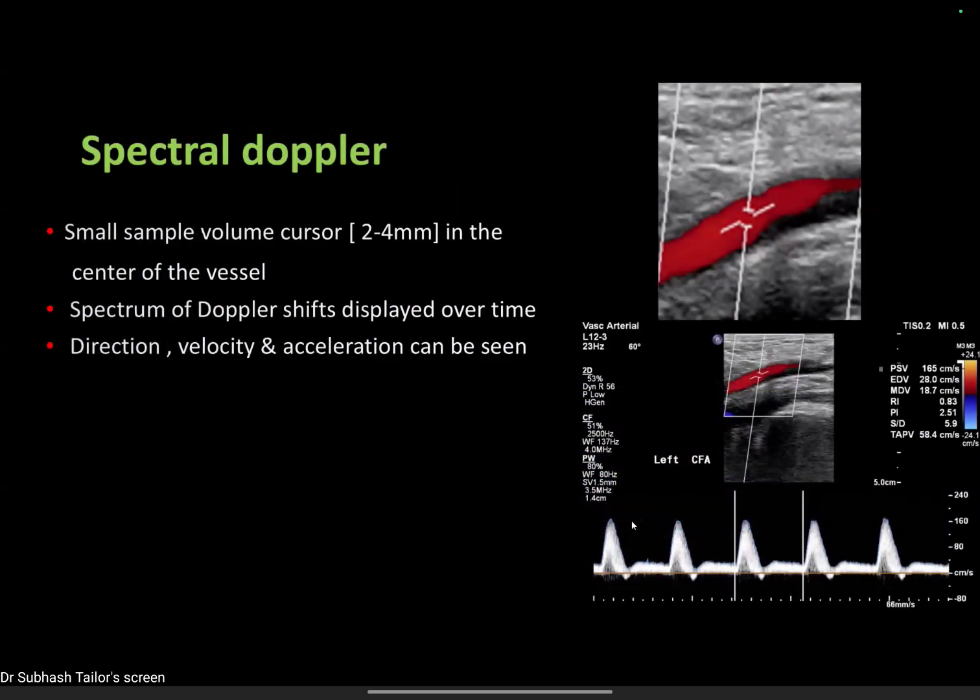Now, then we sample, we correct the angle. This is the vessel alignment, vessel line, and this is the beam line, steering. This is the vessel angle. It should be kept less than 60. So it is put within the center of the vessel, 2 to 4 millimeter, depending upon the vessel diameter. And the spectrum is displayed over time, and we can achieve a spectrum like this.